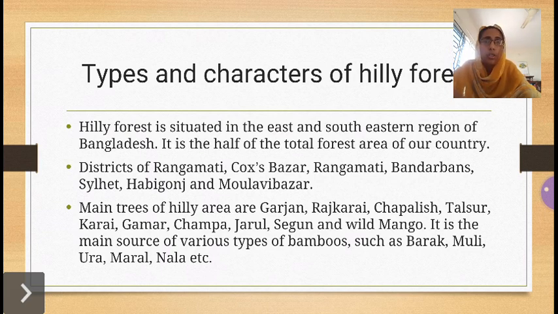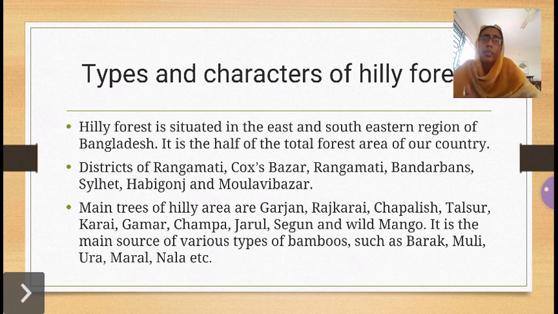The main trees of hilly forest are Gorjon, Rajkorui, Chapalish, Telsur, Korui, Gamar, Champa, Jarul, Shegun and Wild Mango. It is the main source of various types of bamboo such as Borak, Muli, Ura, Moral, Nala, etc.